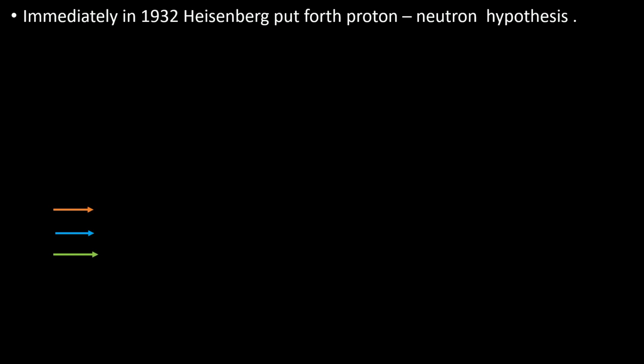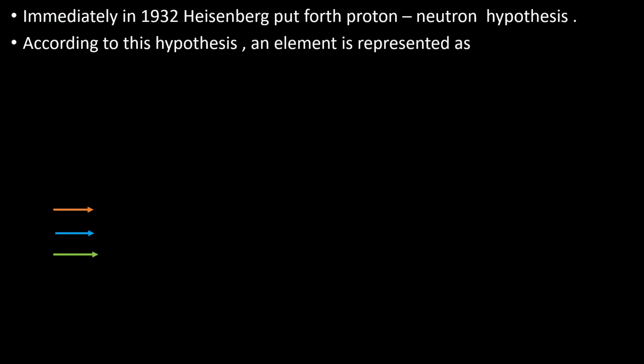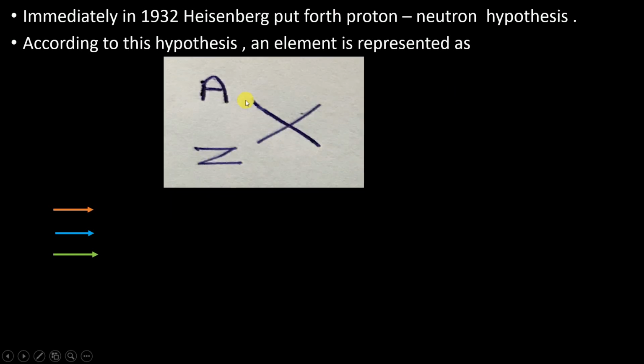So immediately in 1932, Heisenberg put forth the proton-neutron hypothesis. Now, what is this proton-neutron hypothesis? He said that an element is to be represented in this style. Now, what is this X, A, and Z? We have seen it earlier also. This X is nothing but the name of the element. Suppose you have chlorine, so you will write Cl. Suppose if you have hydrogen, so instead of X you will write H. Suppose you have carbon, then instead of X you will write C.